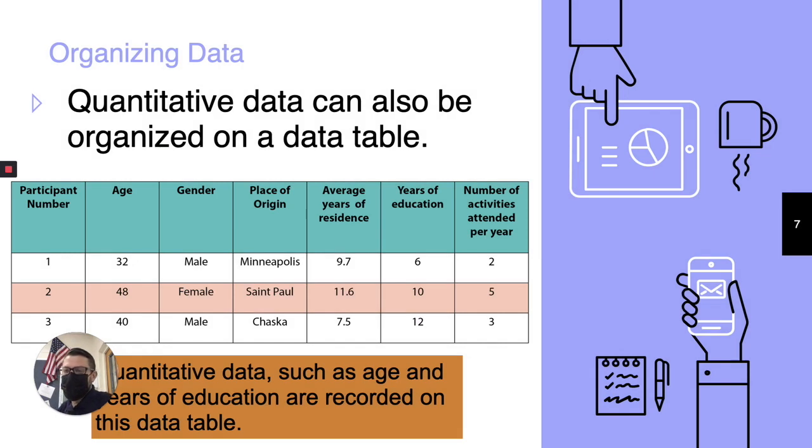Here's another example of a data table. This one incorporates both quantitative and qualitative data. So we're looking at participants in some sort of survey or something. We have age, which is a numerical value, so that's quantitative data. And then you have gender and place of origin. That's more descriptive, so that's going to be qualitative data.